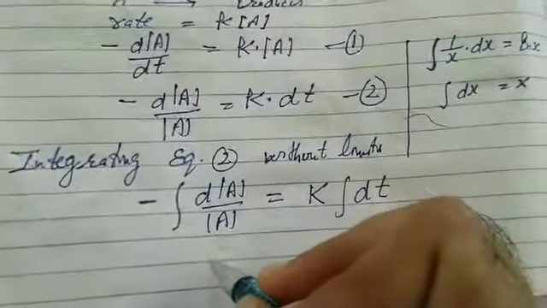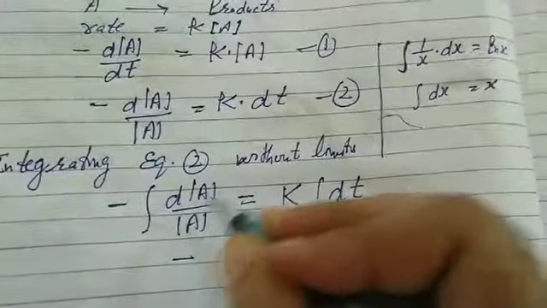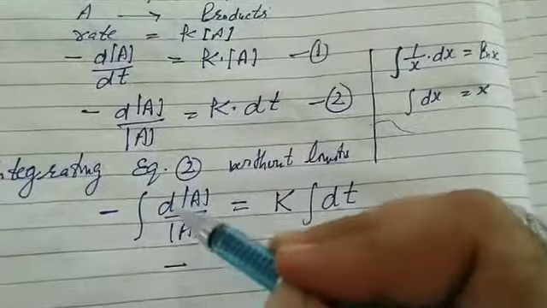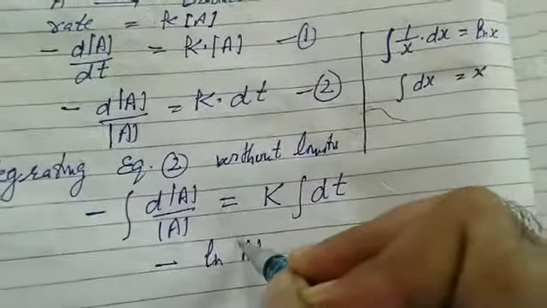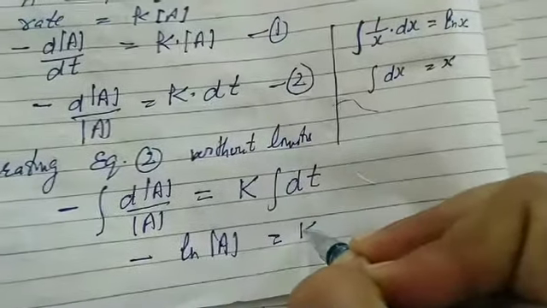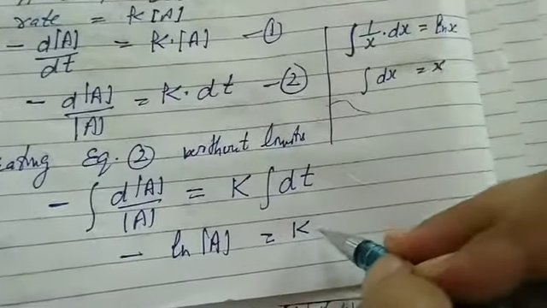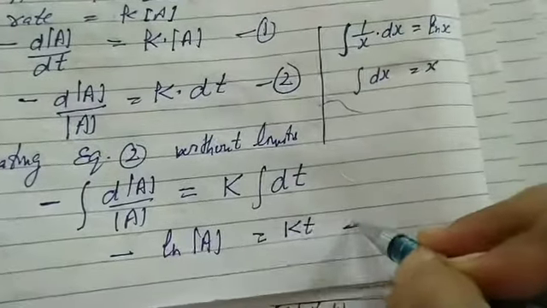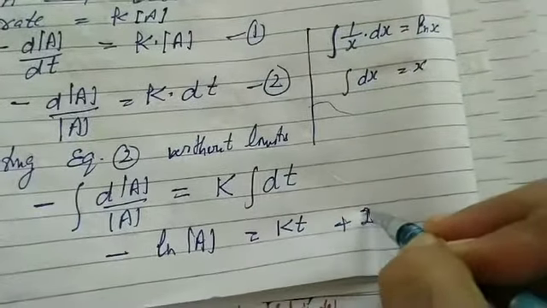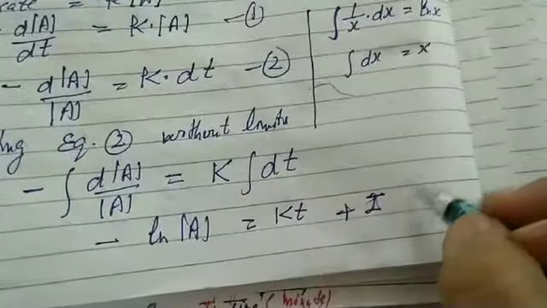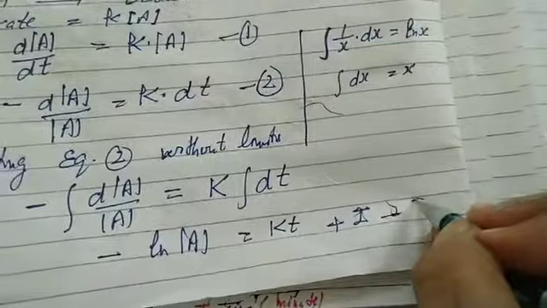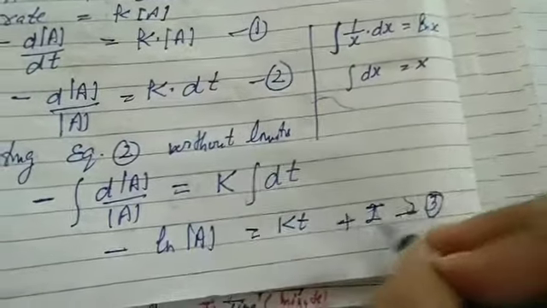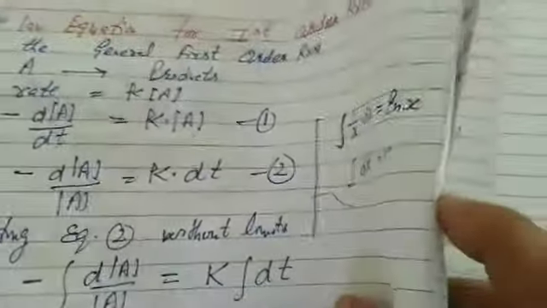I hope the concept is clear. Integration of 1 upon A into dA becomes equal to log A, and it equals k integration of dt, that is t, plus I. Because when we integrate without limits, we add some constant term. Where I is constant, we call it integration constant. Please write by yourself. That's the equation 2.